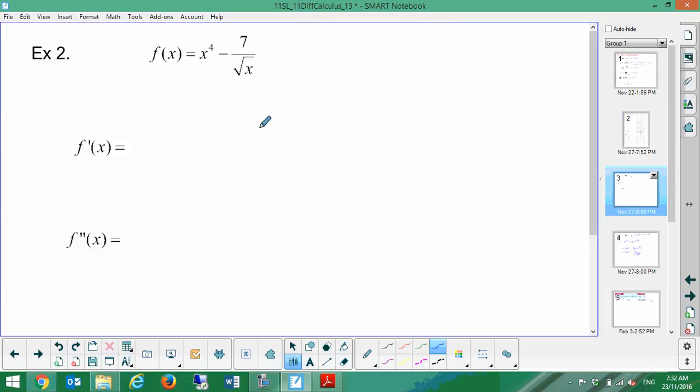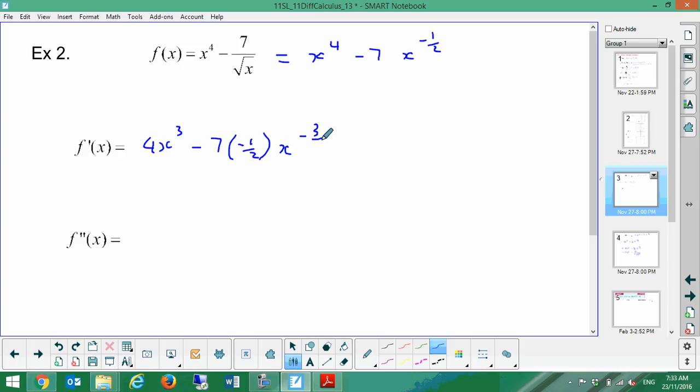Let's get the second derivative, and don't forget to rewrite this in a way that makes it easy to differentiate. So we've got x to the fourth minus 7, and we've got x to the minus a half, because it's the reciprocal and the square root. Taking our derivative will be 4x cubed. You could always pause this and have a go yourself, and then turn it back on to check your answer. So we've got minus 7 times minus a half, x to the minus 3 over 2.